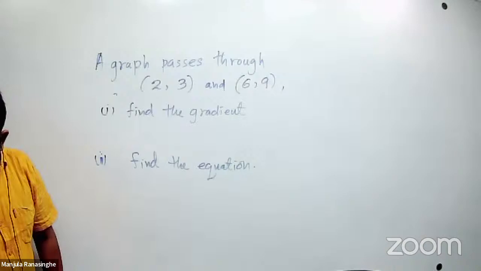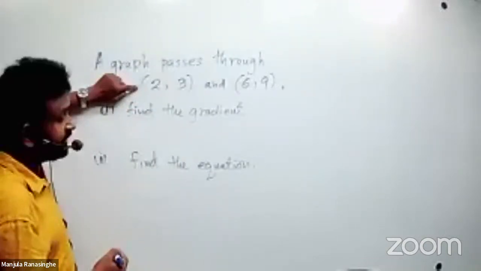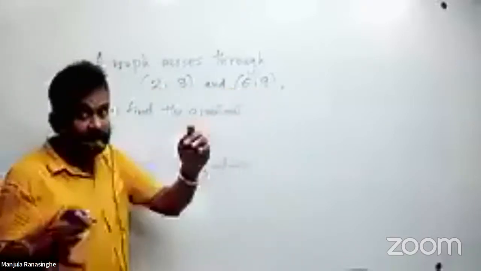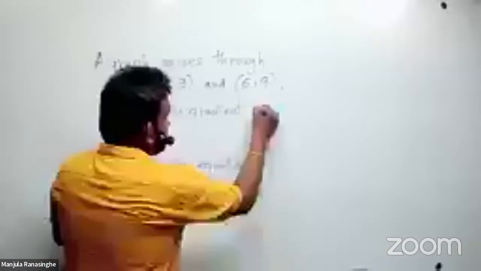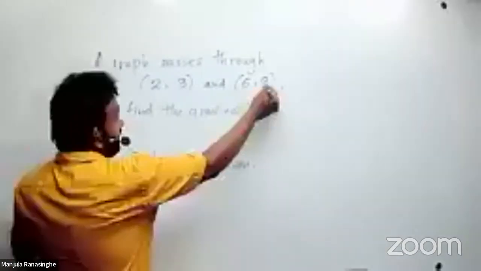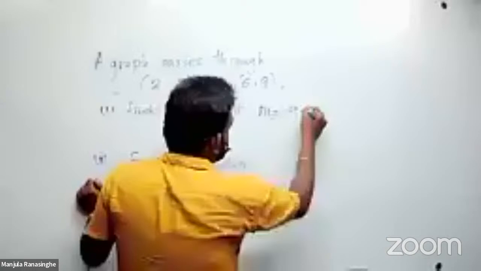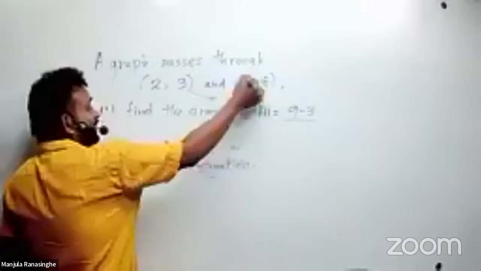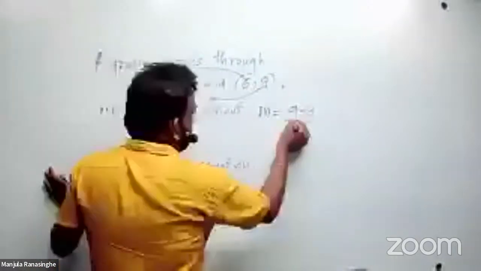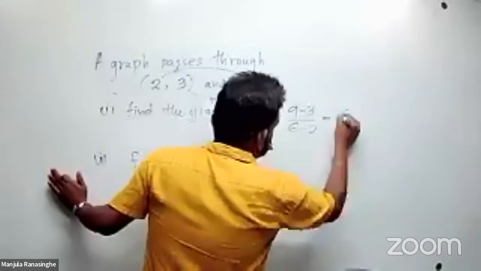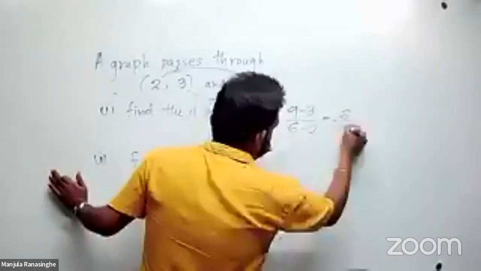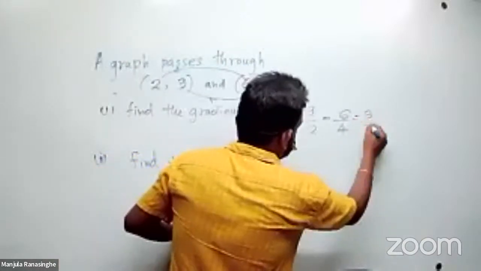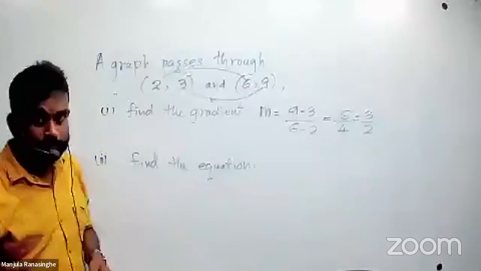Find the gradient. It is fine for us because 2 points are given. Gradient is y difference over x difference. 9 subtract 3 over 6 subtract 2. 9 subtract 3 means 6, 6 subtract 2 means 4. Now you can simplify, 2 to the 3 to 2. So the gradient is 3 upon 2.